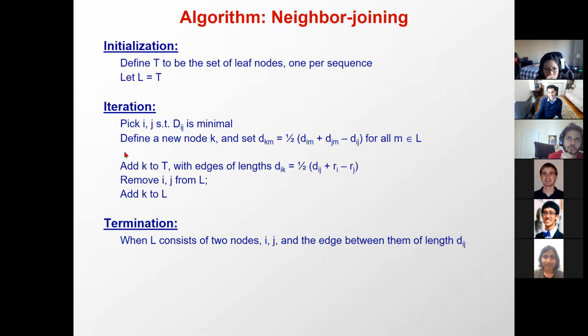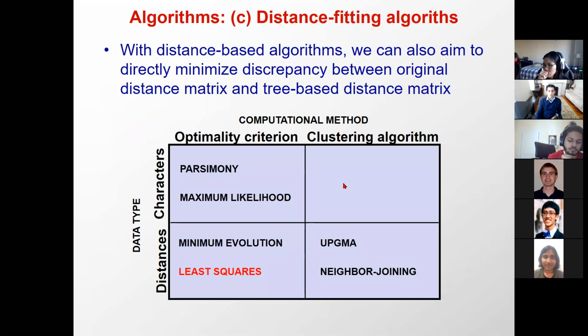So this is exactly the same algorithm as UPGMA, only we've changed the way that we're computing the distances to now include this additional correction factor. So what have we seen so far? We basically looked at these 2 ways of constructing trees using clustering from distances. We looked at UPGMA and neighbor joining.